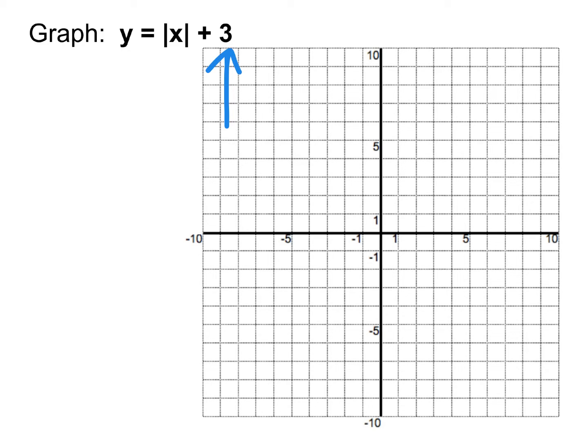Now, when we went left and right, it was backwards from the way we probably thought it should be. When we go up and down, it happens intuitively. Plus 3 is up 3. So your very first point here is up 3. Plot that point nice and clear. Once you plotted that, plot more. Plot enough to make this graph accurately.